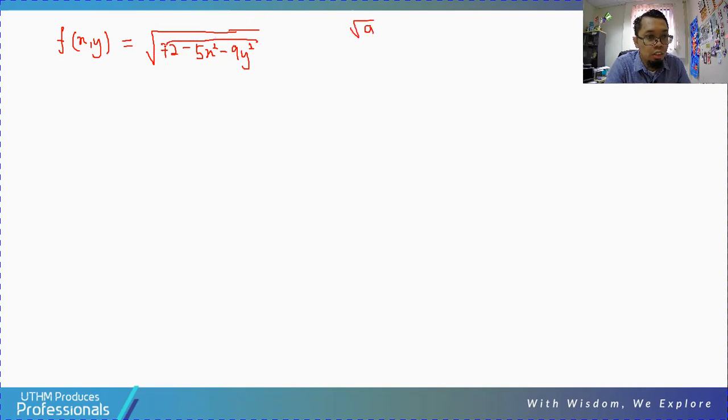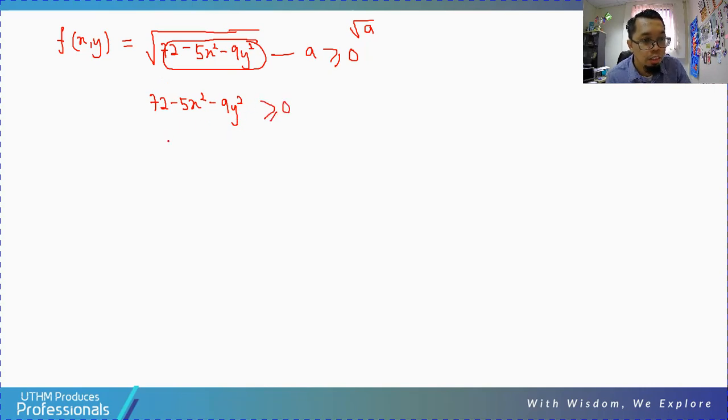So the value inside the root must be equal to or larger than 0. So you know, 72 − 5x² − 9y² must be larger than or equal to 0. So you simplify: 5x² + 9y² must be less than or equal to 72. Okay, so this is the domain.